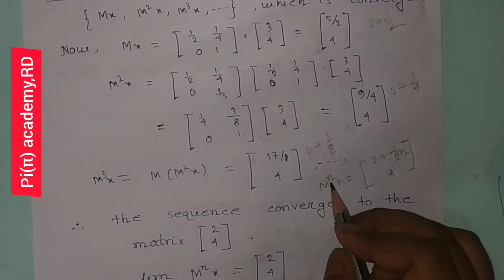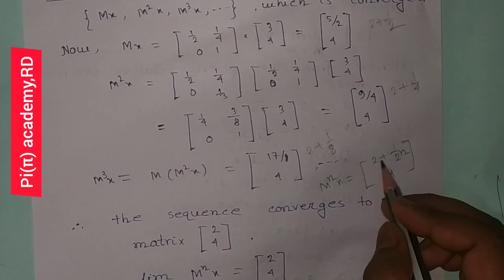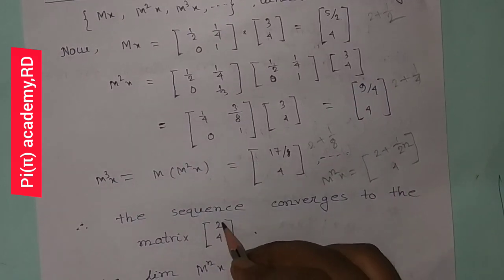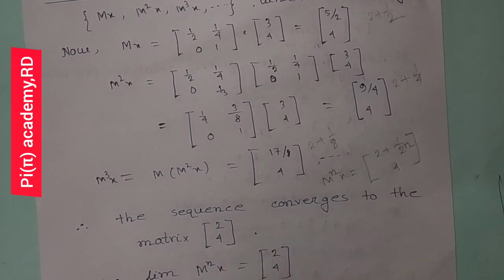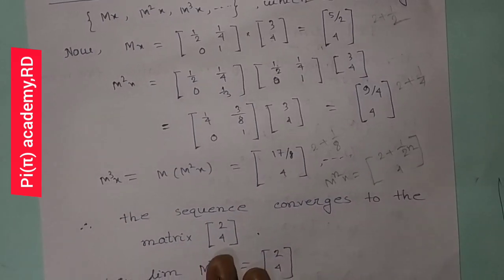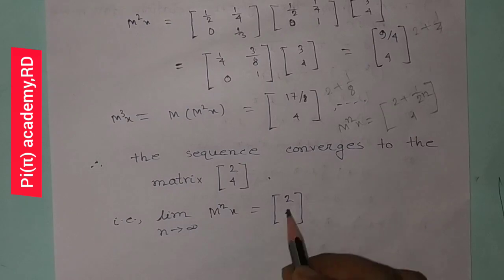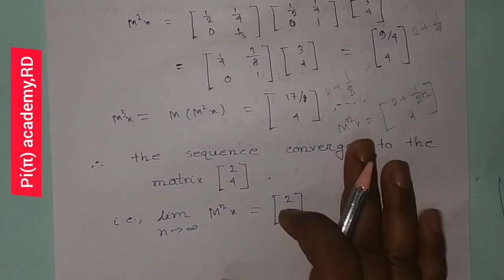Here if we put n tends to infinity, then we get 2 and 4, where a11 is 2 and a21 is 4. Therefore limit n tends to infinity of m to the power nx equals the matrix with entries 2 and 4. Hence this is our option.